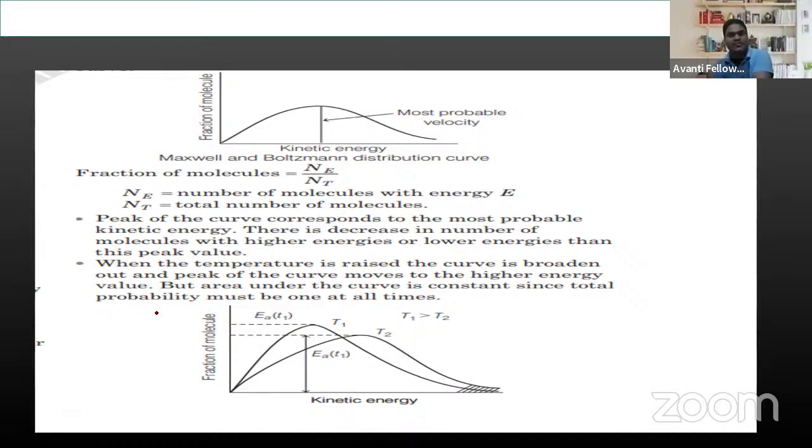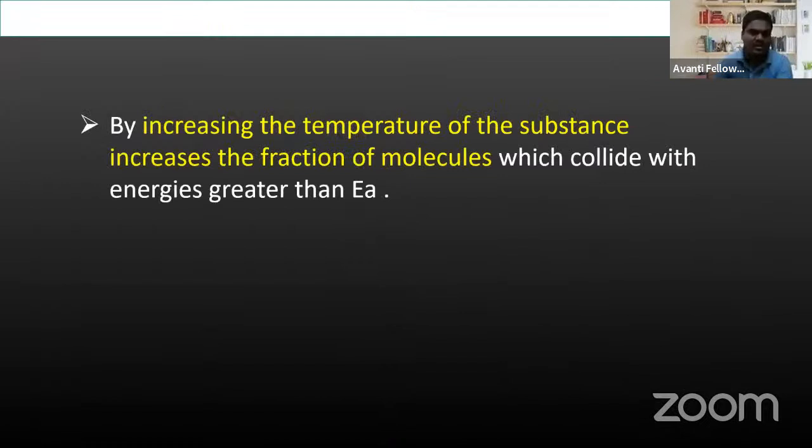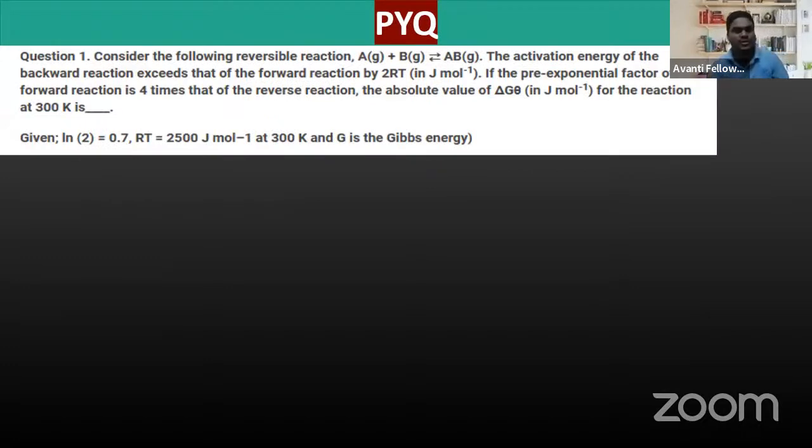There is a decrease in the number of molecules with higher energy or lower energy than this peak value. When the temperature is raised, the curve is broadened out and the peak of the curve moves to a higher energy value. But the area under the curve is constant, since the total probability must be 1 at all times. So this is how you represent it. By increasing the temperature of the substance, the fraction of molecules which collide with energy greater than the activation energy increases. So let's see some PYQ questions.